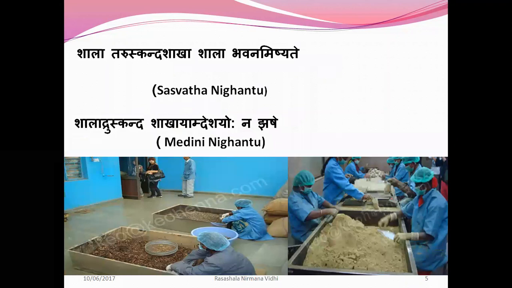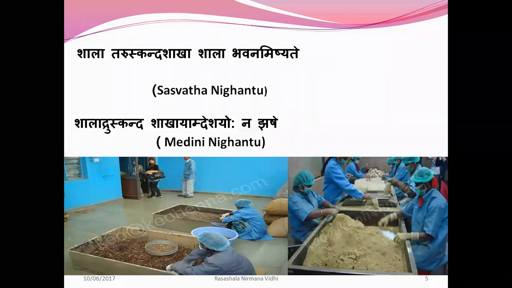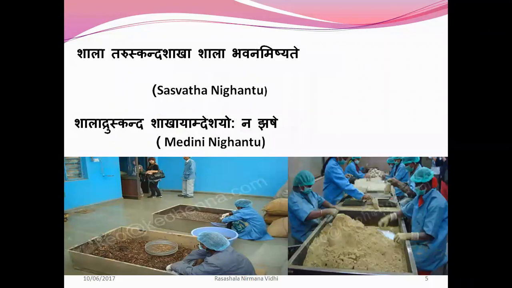So let us see the definition of RASASHALA. Shalaha Taruskanda Shaka Shala Bhavanam Ishanti. So Shala is a building which is constructed with the help of basic materials such as the parts of plants. The building where the medicines are prepared, where the processing of mercury is carried out, that place is named as RASASHALA.